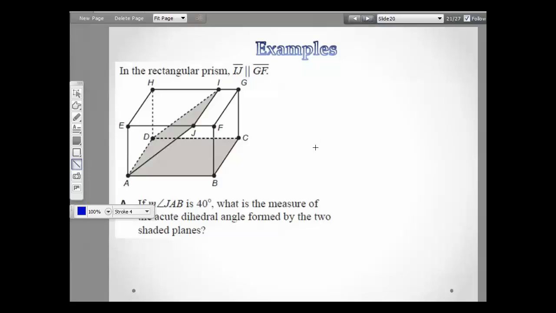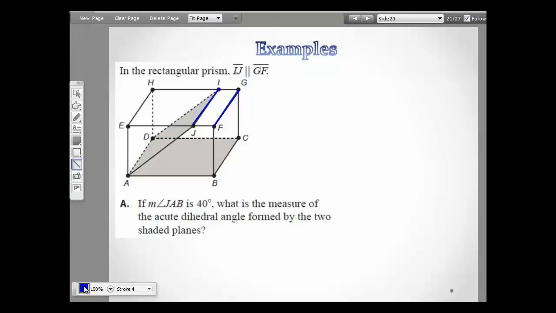Okay, let's look at this rectangular prism. It says IJ is parallel to GF. So they're talking about these 2 lines right here. Let me move this little thing. Okay, it says if angle JAB is 40 degrees, what is the measure of the acute dihedral angle formed by the 2 shaded planes? Okay, first I've got to find this angle.